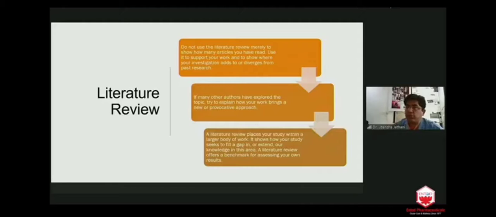You should not try to show the reviewers that you have read 200 articles. You just have to find the particular articles which support your work, and show that whatever you have done actually goes ahead of what has already been done, and how your work adds to what has already been published. And if many authors have explored the topic, explain how your work brings a new approach and puts a new perspective on the research which has already been published.